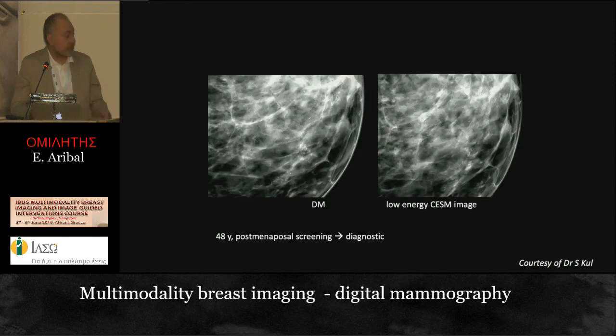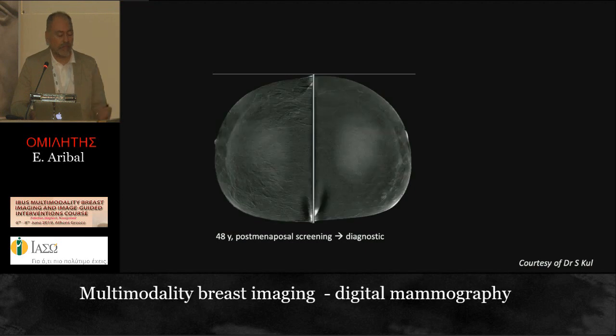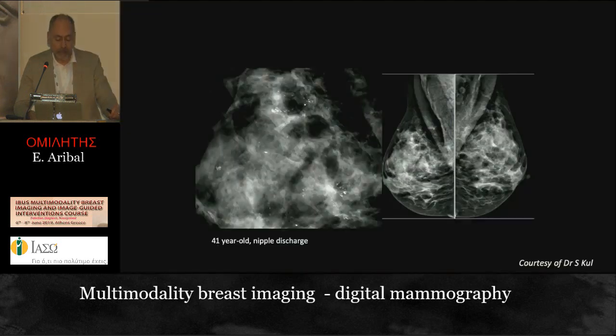Here you see some calcifications. And here, the contrast-enhanced mammogram shows us that the calcifications are contrast-enhancing with contrast material. So with calcifications also, it helps. It has good specificity and sensitivity, and it is tolerable, and it is comparable with MRI, and you can use the MRI BI-RADS lexicon with it.